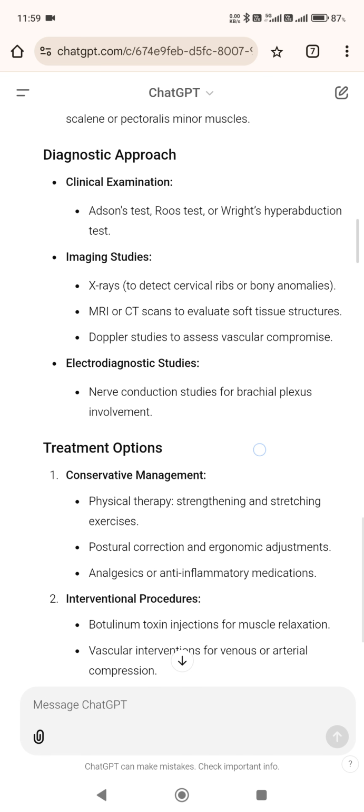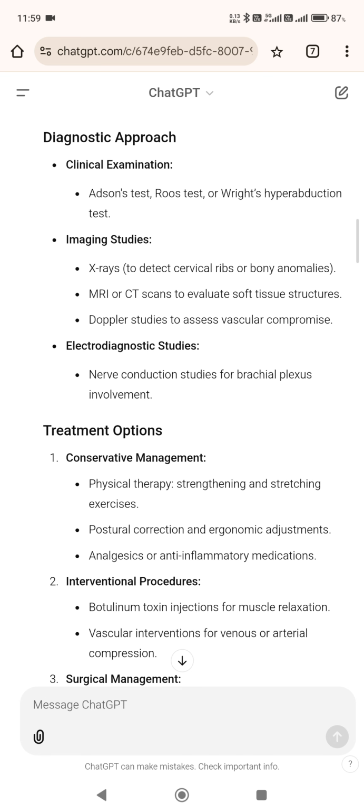Diagnostic approach. Clinical examination: Adson's test, Roux test, or Wright's hyperabduction test. Imaging studies: X-rays to detect cervical ribs or bony anomalies. MRI or CT scans to evaluate soft tissue structures. Doppler studies to assess vascular compromise. Electrodiagnostic studies: nerve conduction studies for brachial plexus involvement.